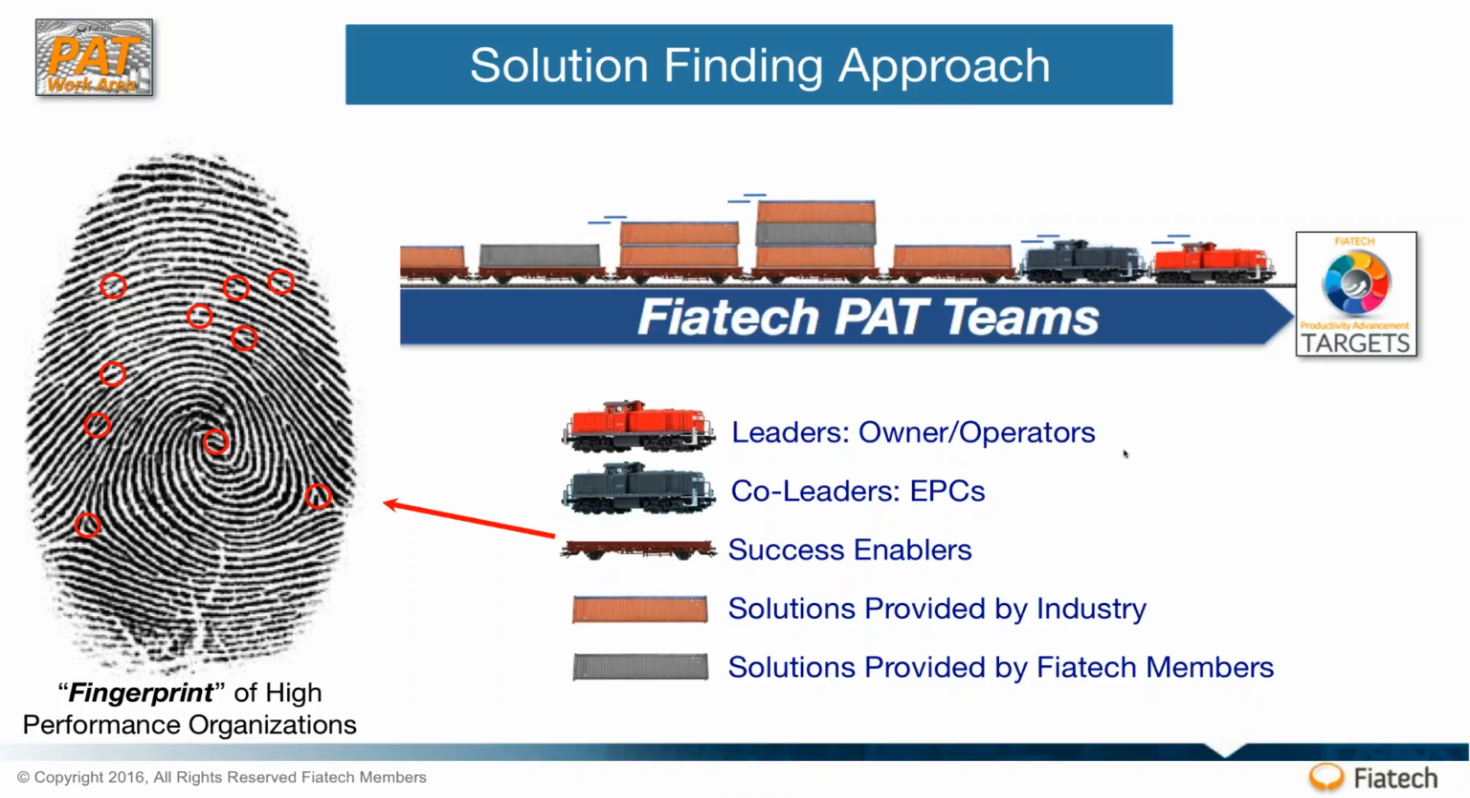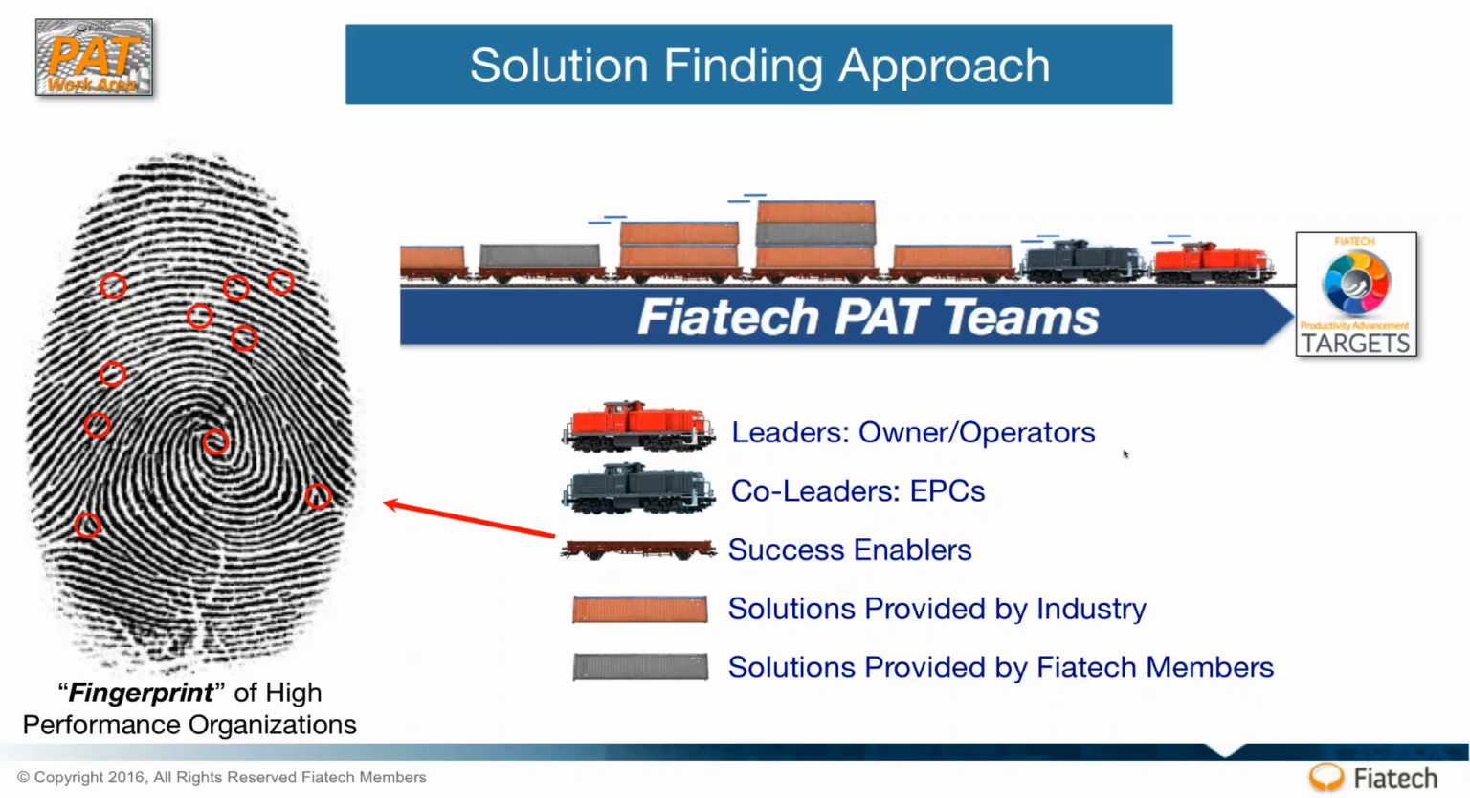Then you have success enablers, which are the attributes, like I told you before. It's the fingerprint of high performance organizations. So this is sort of like the skills, the tendencies, and the capability and practices that organizations have in order to achieve the productivity advancement targets. And like I've already said, no single organization has all of this, but as a whole, the industry does have the solutions.